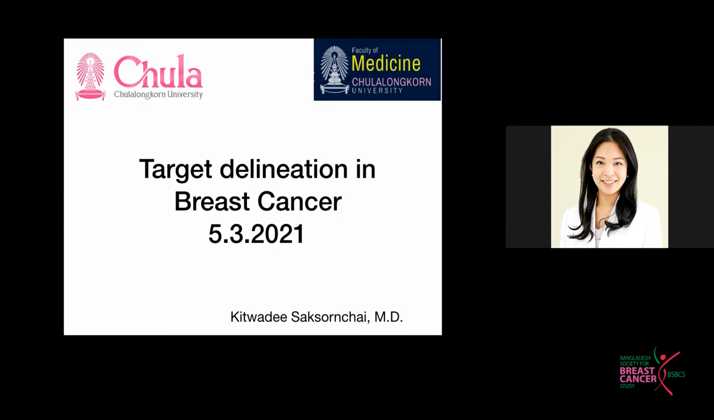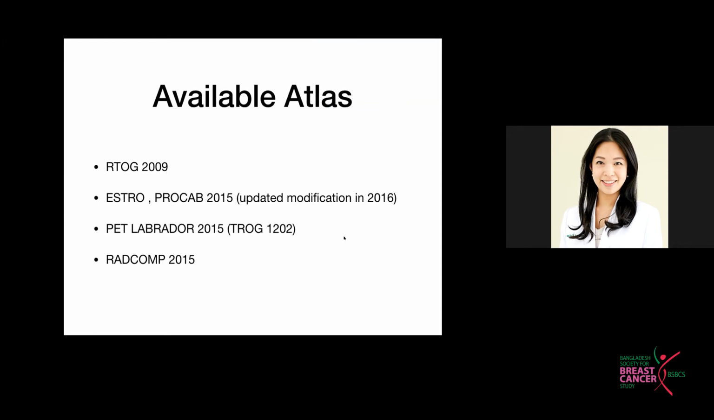Experience in target delineation in breast cancer. So there are available atlases for contouring breast. First, RTOG, which was issued in 2009. Then ESTRO in 2015, with some updated modification in 2016, and the Danish atlas in 2015, by RTOG, and the RADCOMP. This is a study comparing between photon and proton, and it was released in 2015 as well.